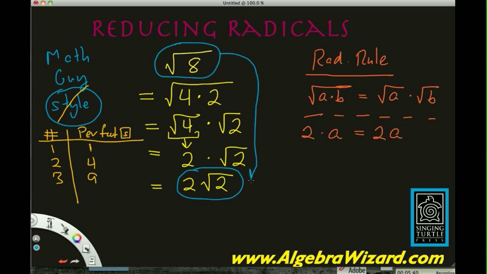And one of the reasons why is that we've reduced the size of the numbers involved. 8's a reasonably big number as far as single-digit numbers go. 2 and root 2 are both very small numbers. They're easier to think about. That's why that is considered reduced.